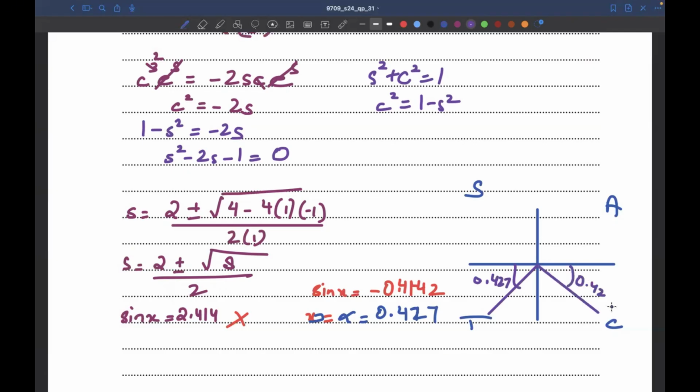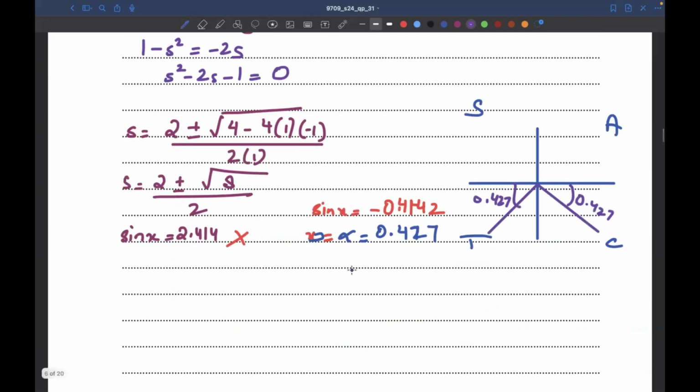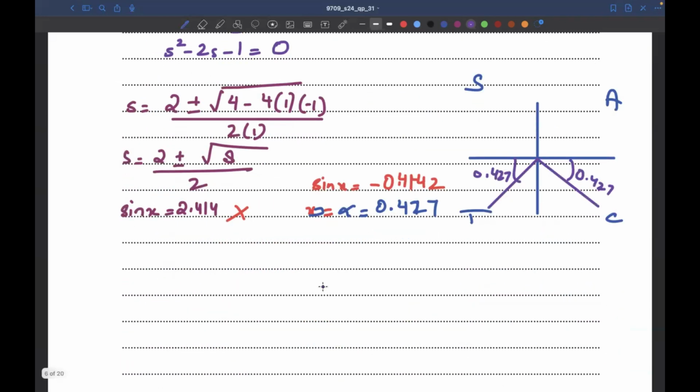And our values of x have to be between 0 and 2 pi, so basically between 0 and 360. So now one of the values of x will be, we always measure it anti-clockwise, so that will become pi plus 0.427. And the other will be, so this will go up till here, so that will become 2 pi minus 0.427.